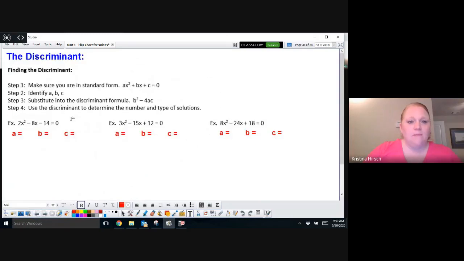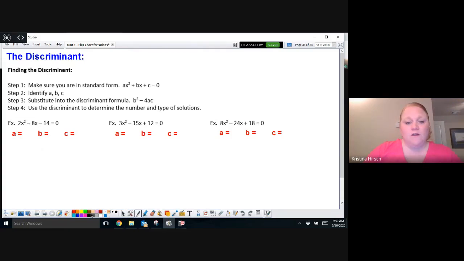Some examples of how to find the discriminant: number one, make sure that you're in standard form, ax squared plus bx plus c. Then identify your a, your b, and your c. Remember, the a, b, and c are the coefficients, the numbers, not the variables, just the numerical part. Then substitute into the discriminant formula, which is b squared minus 4ac, and use that to determine the number and type of solutions that you have.